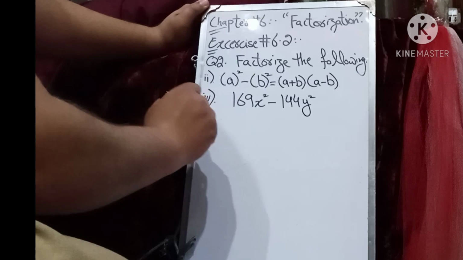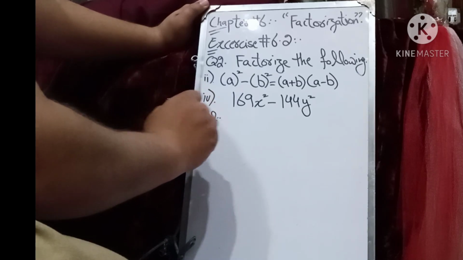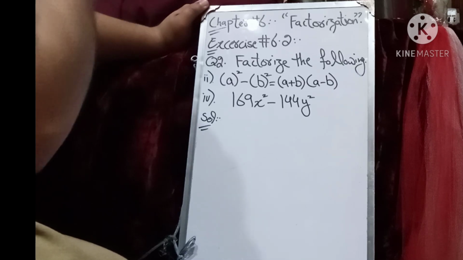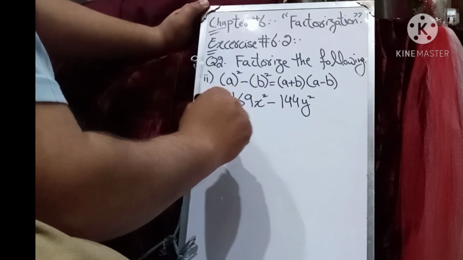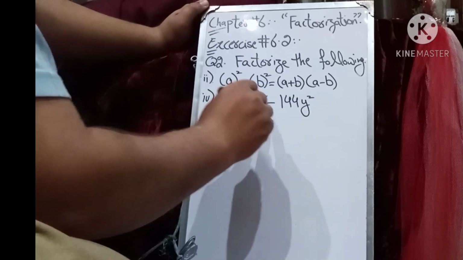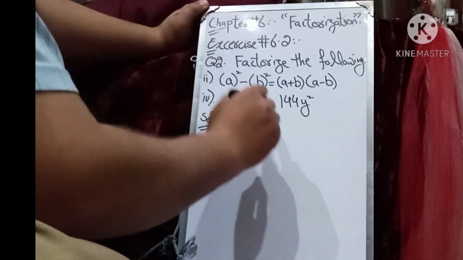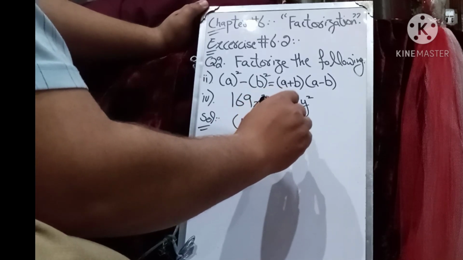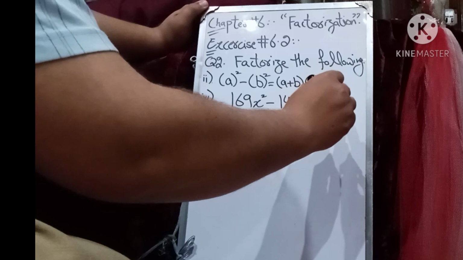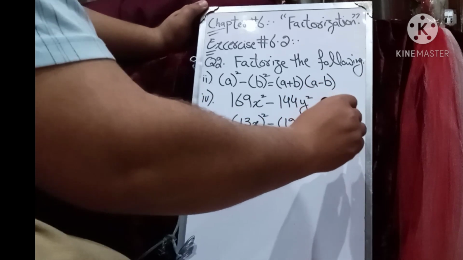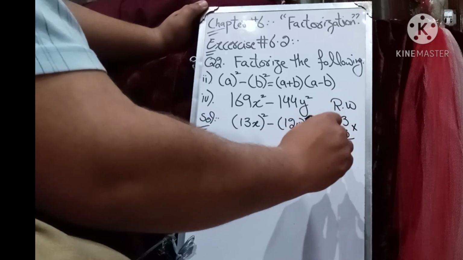In the next part we have 169x square minus 144y square. You know that 169 is the perfect square of 13 and 144 is the perfect square of 12. So you can write (13x) whole square instead of 169x square and (12y) whole square instead of 144y square.